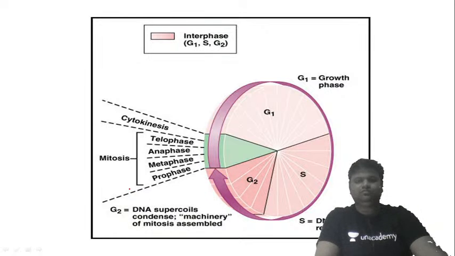So the interphase consists of the G1 phase, S phase, and G2 phase. And G1 phase is the growth phase where the cell grows and it grows in size. And then there is S phase where DNA is replicated. DNA का replication होता है S phase में. एंड देन देयर इज G2 फेज जहाँ पे डीएनए का सुपर कॉलिंग कंडेंस होता है और मशीनरी माइटोसिस की असेंबल होती है.